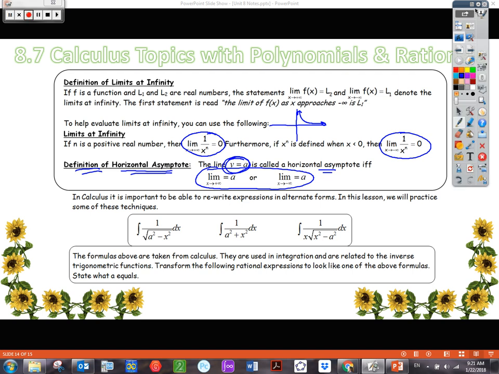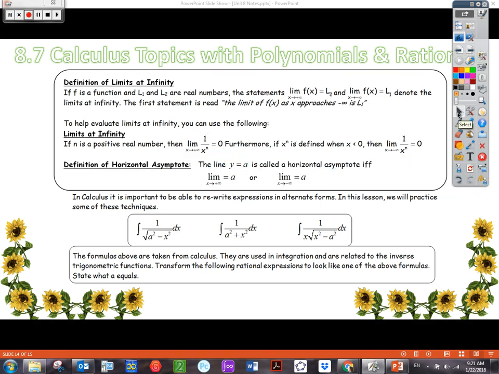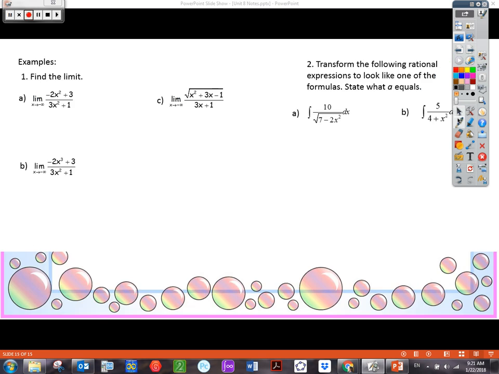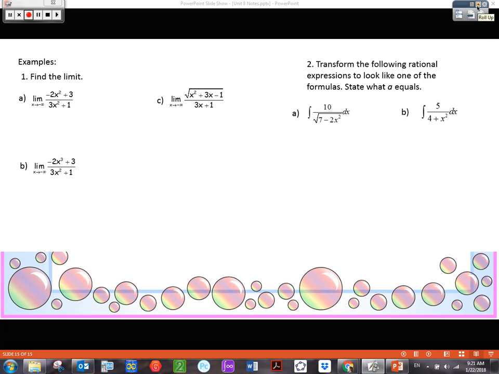So let's turn to the next page. Let's go to the next slide and do some examples. Okay, so the first three examples are limits to positive or negative infinity. So we're going to work through those.